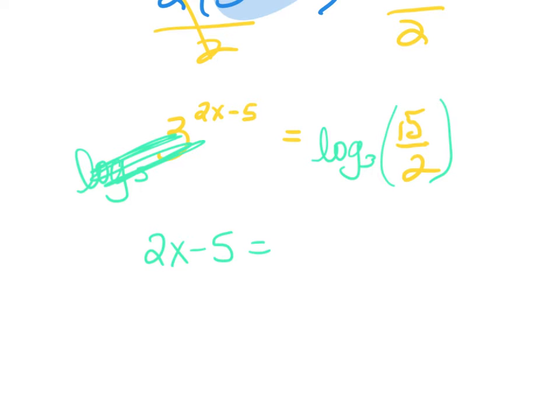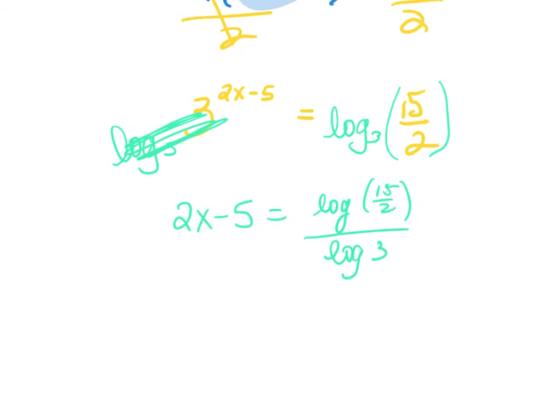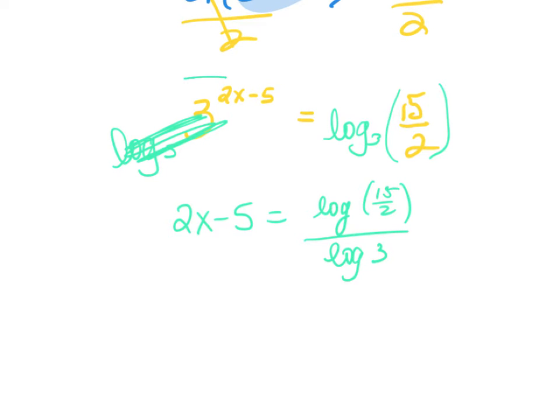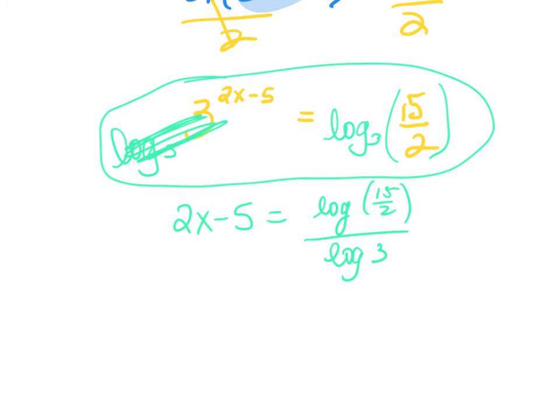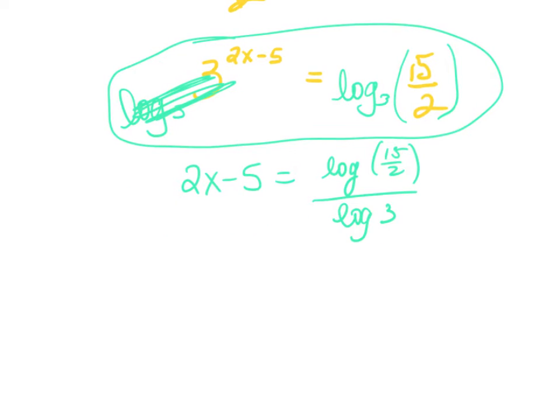Would it be log 7.5 over log 3? It would be log 7.5, or if you're going to keep it as a fraction, 15 over 2. I meant 7, not 17, over log 3. There's our pre-calc step right here, guys. Pre-calc is over now. Do this in your calculator. You get 2x minus 5 equals what?